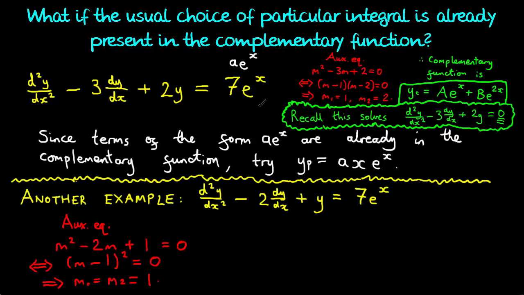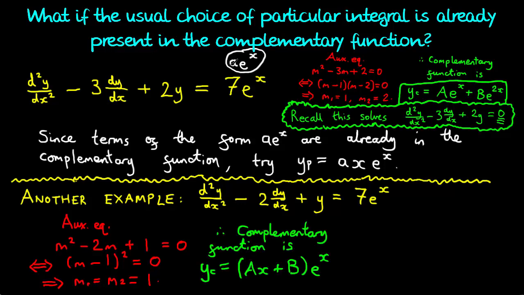So same forcing term, 7e to the x. Again, we'd probably expect that we're going to be using a trial function that's something like a e to the x. But let's consider the complementary function. First of all, the auxiliary equation is m squared minus 2m plus 1 equals 0. You can factorise that. It's m minus 1 squared equals 0. And so that's going to tell us that our two roots are both 1. We've got a repeated root in this case. Therefore, our complementary function is of this form here.